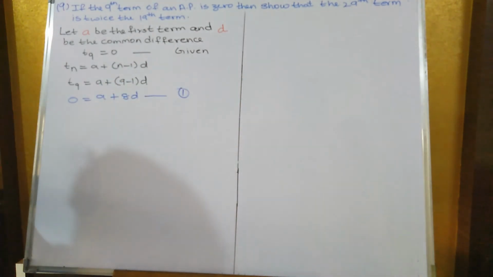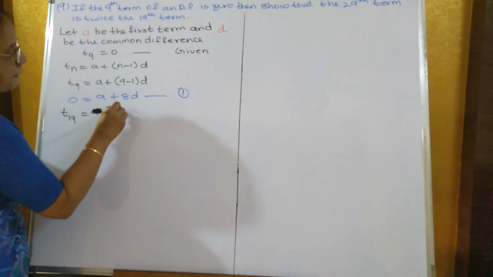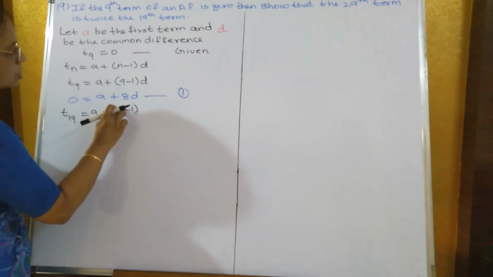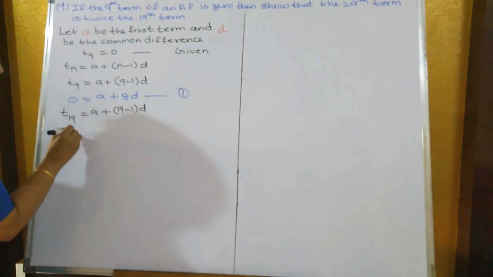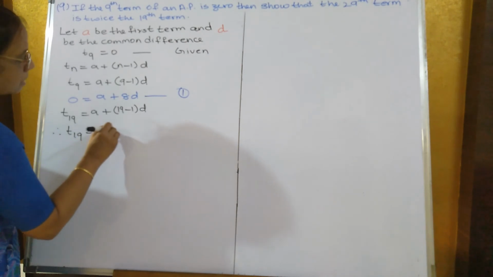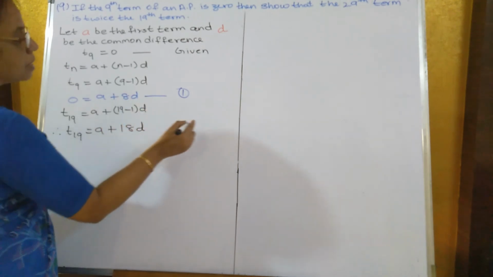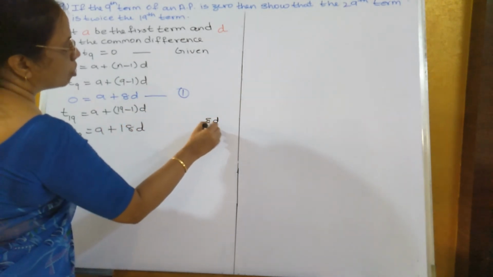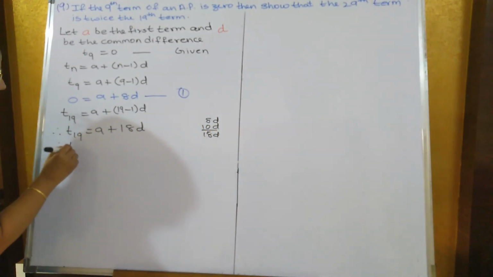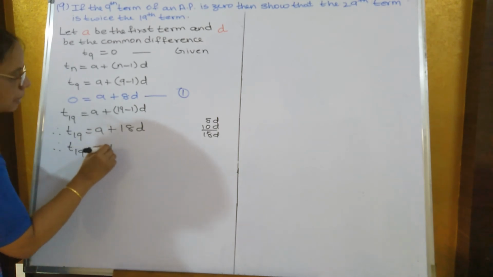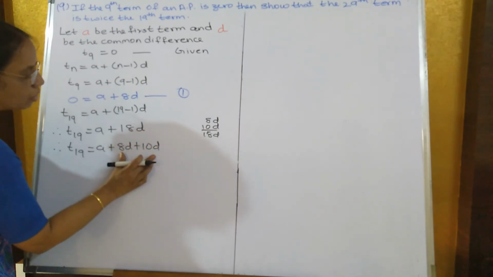Now we will take T19. T19 is equal to a plus 19 minus 1 into d. Therefore T19 is equal to a plus 18d. Now break this 18d into 8d plus 10d. 8d plus 10d is 18d. So T19 is equal to a plus 8d plus 10d. This 18d I have broken up into 8d plus 10d.